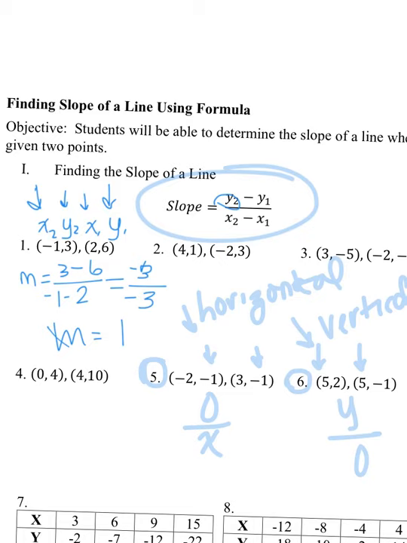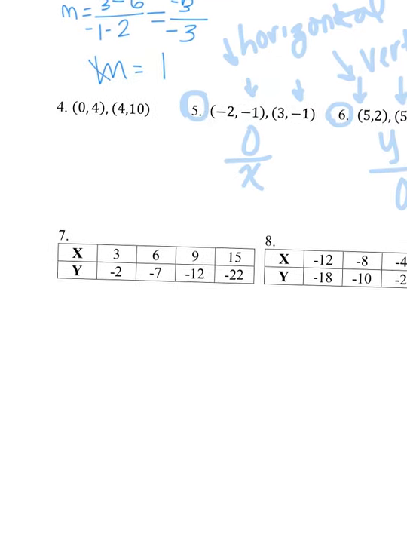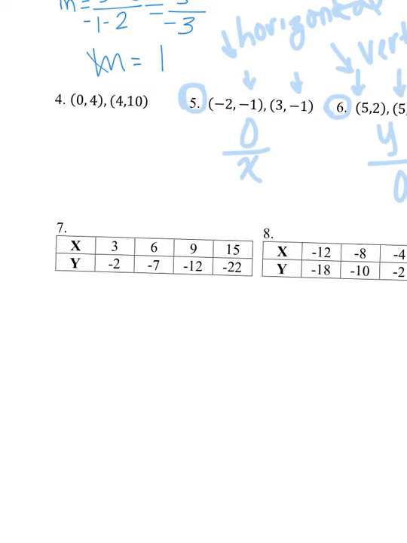Okay, so you can figure slope a couple different ways. You can literally go rise over run, change in y over change in x, and count. Or you can use a formula of y sub 2 minus y sub 1 over x sub 2 minus x sub 1. If you're simply given the ordered pairs in a table format, just choose any two of them. So choose this one and this one. It really doesn't matter. So that ordered pair is 3, negative 2. This ordered pair is 6, negative 7.